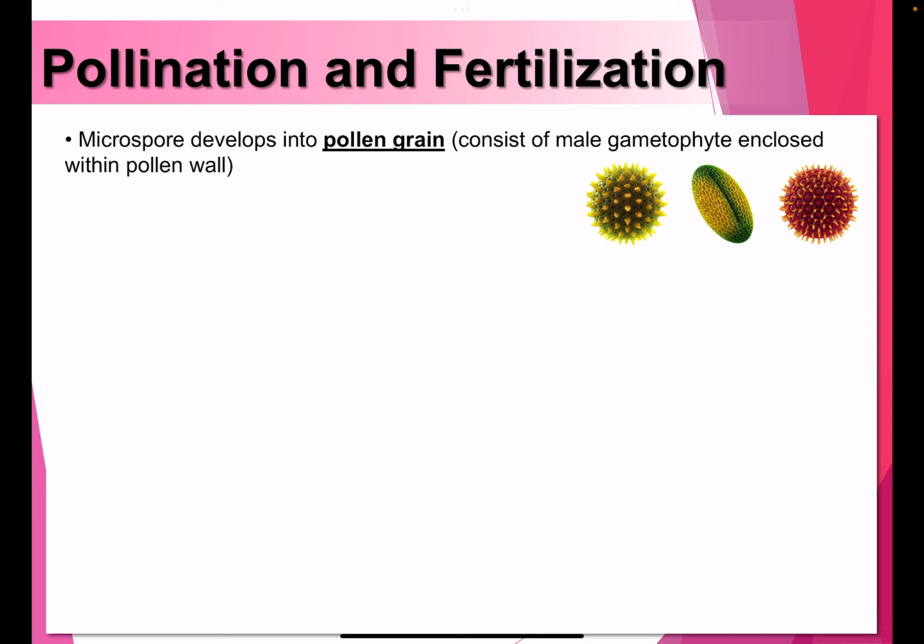What about the microspores? Microspores develop into pollen grains, which consist of your male gametophyte enclosed within a pollen wall. Don't be confused and think the pollen grain is the sperm itself. No, the pollen grain actually consists of the male gametophyte. And then the male gametophyte will produce the sperm within when the pollen grain gets to your female parts, which is your megaspore. So this is how a pollen grain is different from your megaspore or egg cell.